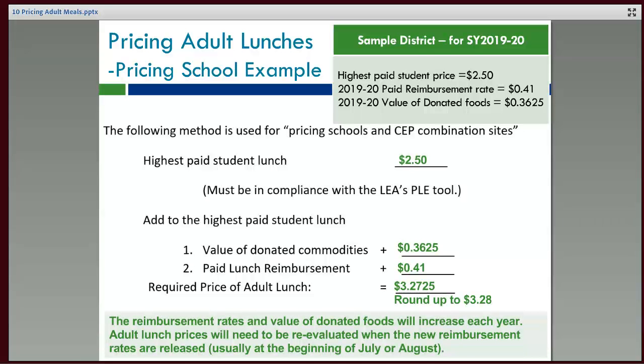Do keep in mind that the reimbursement rate and value of donated foods goes up each year. So when you price your meals for 2020-21, you'll need to check the new reimbursement rates, which are usually posted in July or August. If you don't want to increase the adult meal price, you can use non-federal funds instead, so general funds from the school district. Those funds need to be provided to the food service account in the difference between the required price and the price that you are charging the adults.